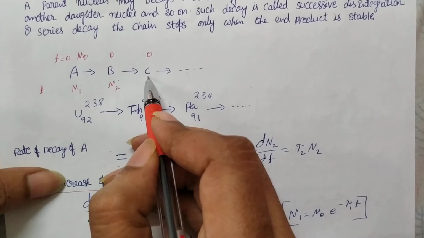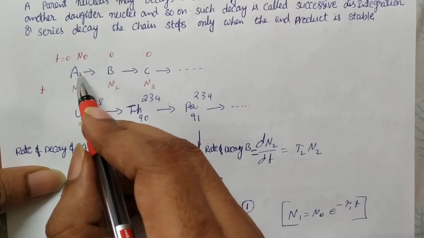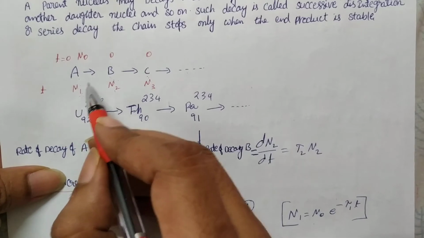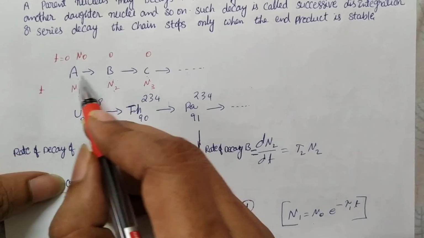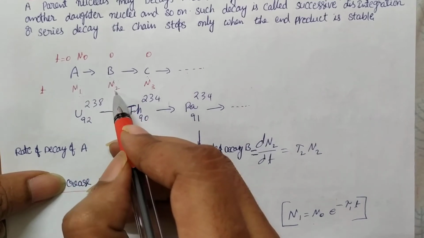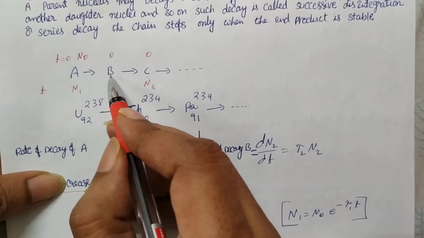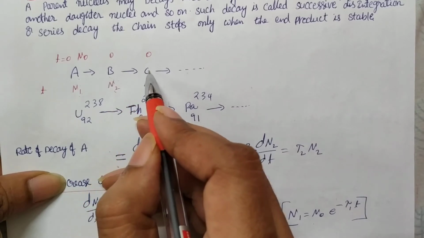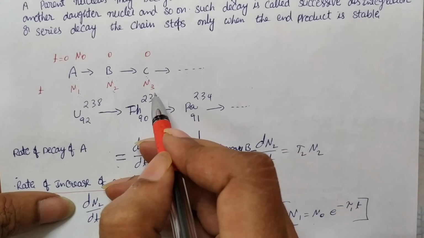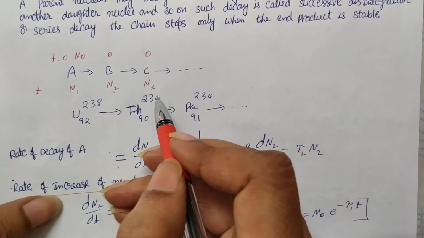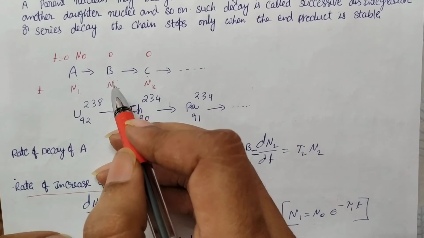At t equals 0, the number of nuclei of A is N0, and there are no nuclei in B and C. Now after some time, what happened? The number of nuclei in A decreases from N0, some are converted to B, so N1. B initially has 0, but now some are coming from A, that is N2. Whenever the number of nuclei of B increases, they immediately decay into C, so C also has some nuclei. Now we'll see how the number of nuclei builds up in material B.